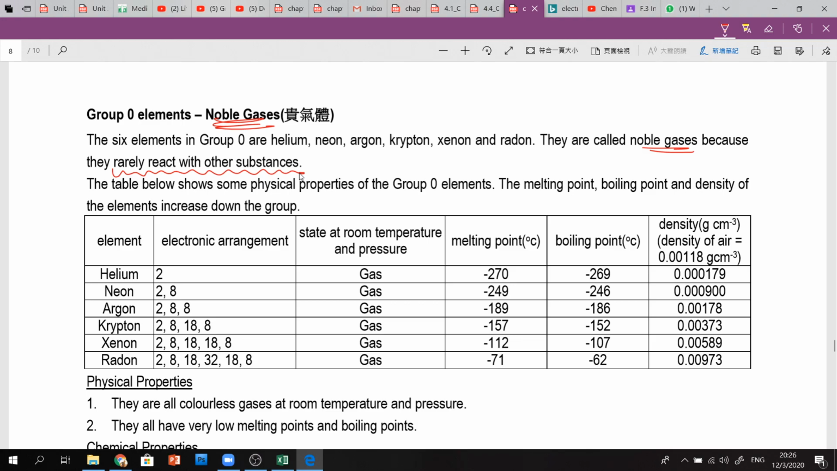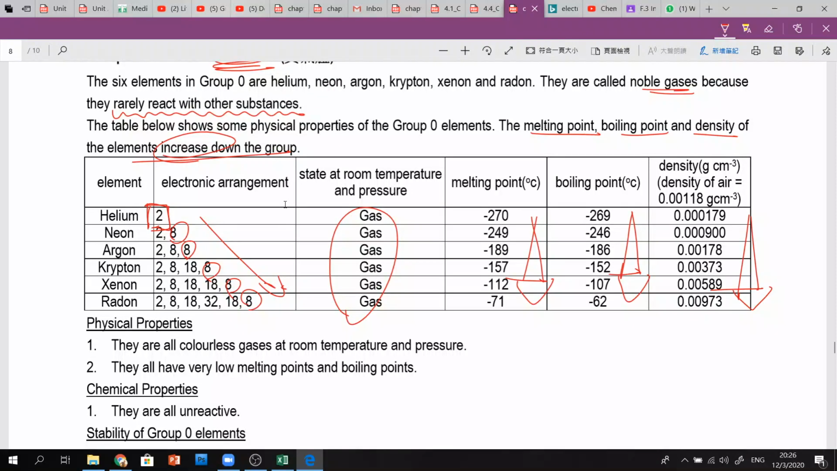So the table below shows some of the properties of group 0 elements. The melting point, boiling point and density increase down the group. Can you see that? They increase down the group, and all of them are gases. And what is so special is the electronic arrangement. Except helium, all the others have 8 outermost shell electrons, while helium just has 2. Okay, so this is a very special case. Now, for physical properties, they are colorless gases at room temperature and pressure, with very low melting point and boiling point.